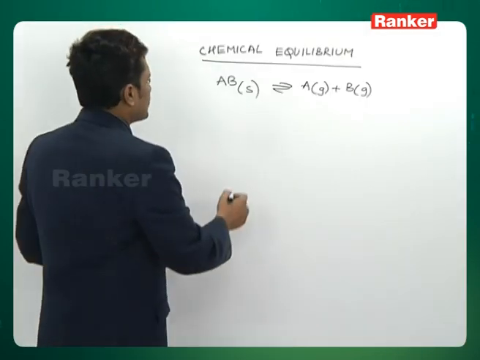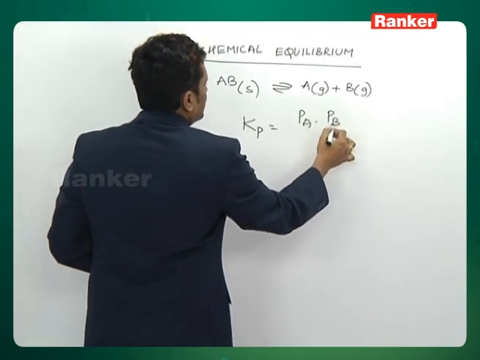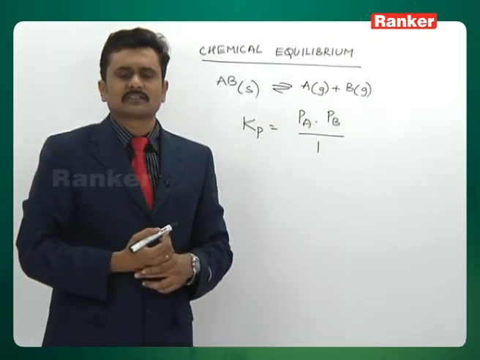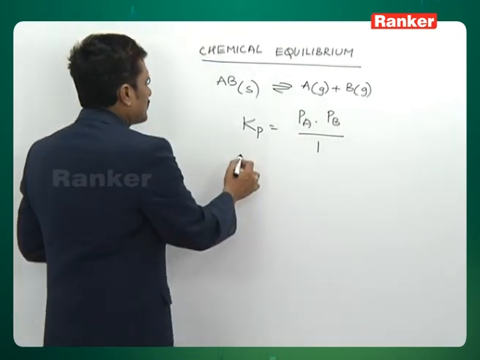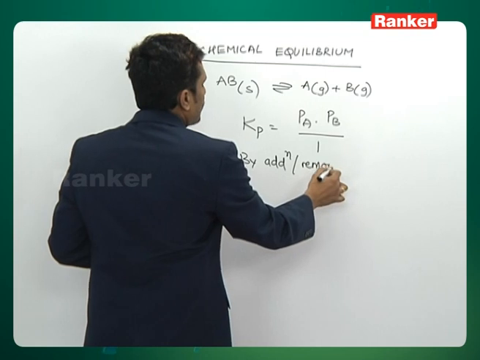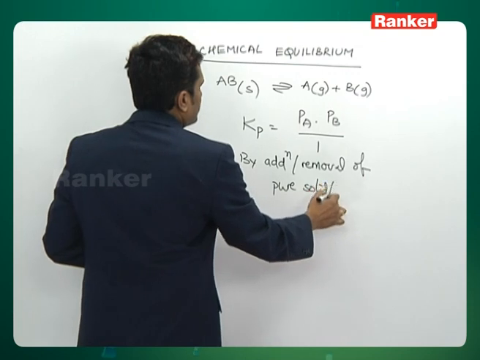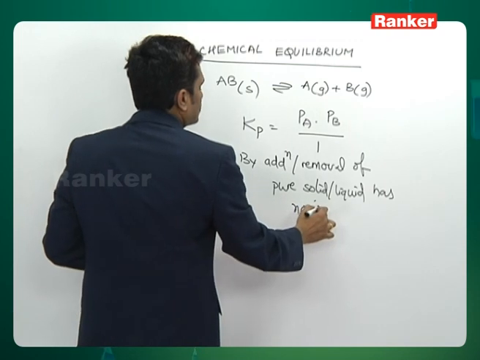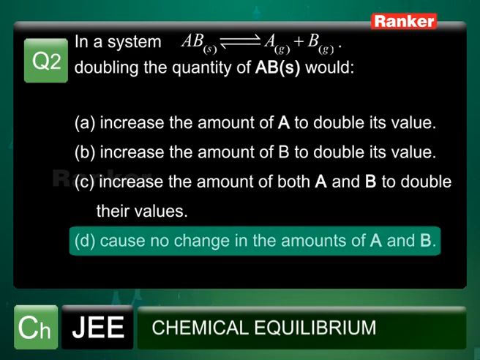So when we write the equilibrium constant, the concerned equilibrium constant for the given reaction, you will see that we do not include the AB in the net equation as it is a pure solid, hence its active mass is again being taken as 1. So therefore, by the addition or removal of pure solid or liquid has no impact on the given equilibrium. Therefore, option D is the correct answer for the given question.